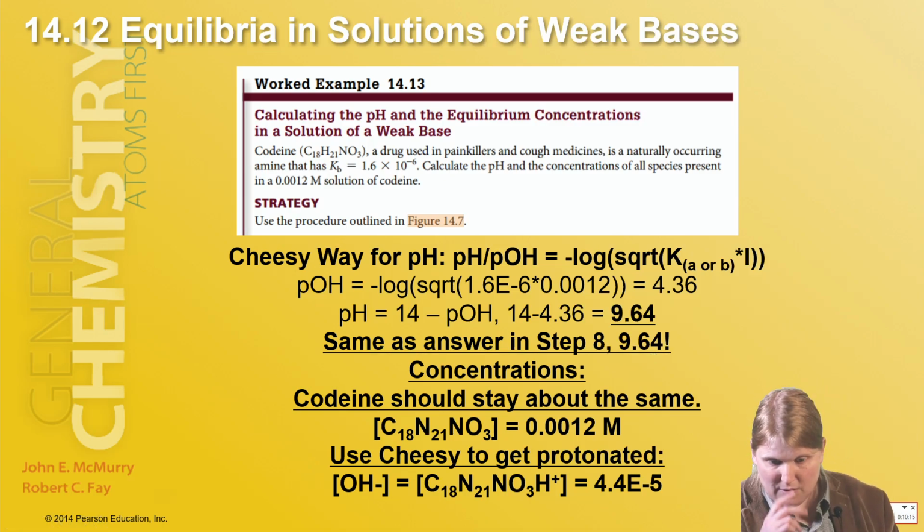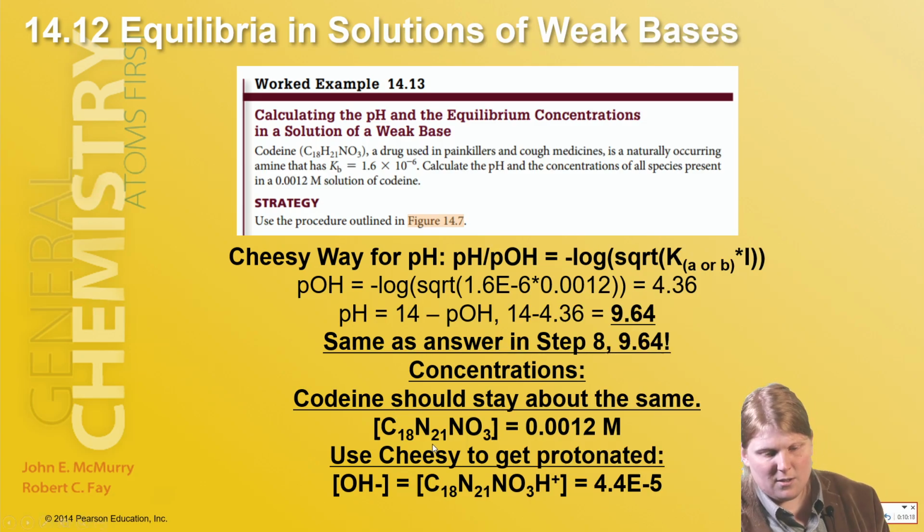They want the concentration of all the species present. So the codeine should stay about the same, right, from what we saw in the previous problem. And the protonated codeine and OH minus should have the same concentration, which is the one I get from the ICE equation if I take 10 to the minus 4.36, which is the pOH. Remember that to get the pH, I had to subtract that from 14. This is a base, so I should not have an answer of 4. That's an acidic pH. That's the pOH. To get the pH, I have to subtract it from 14 and convert it so that I get 9. Now that's a basic pH like it should be, and now we can get all the answers.